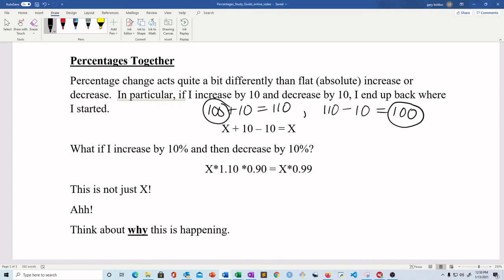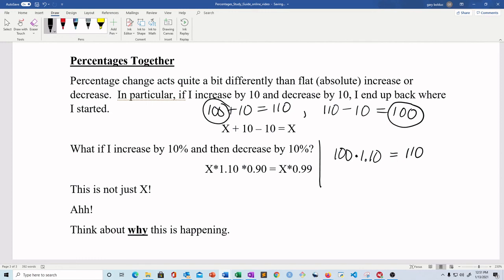Now, what about this next question? What if I increase by 10% and then decrease by 10%? What happens? Maybe your first guess is, oh, it's just like addition and subtraction, I'll end up back where I started. Try it. 100, just pick a number. How do I increase by 10%? Remember, that's multiplied by 1.10. The 1 means keep everything you have. The 0.10 means now add 10%. That is 110.